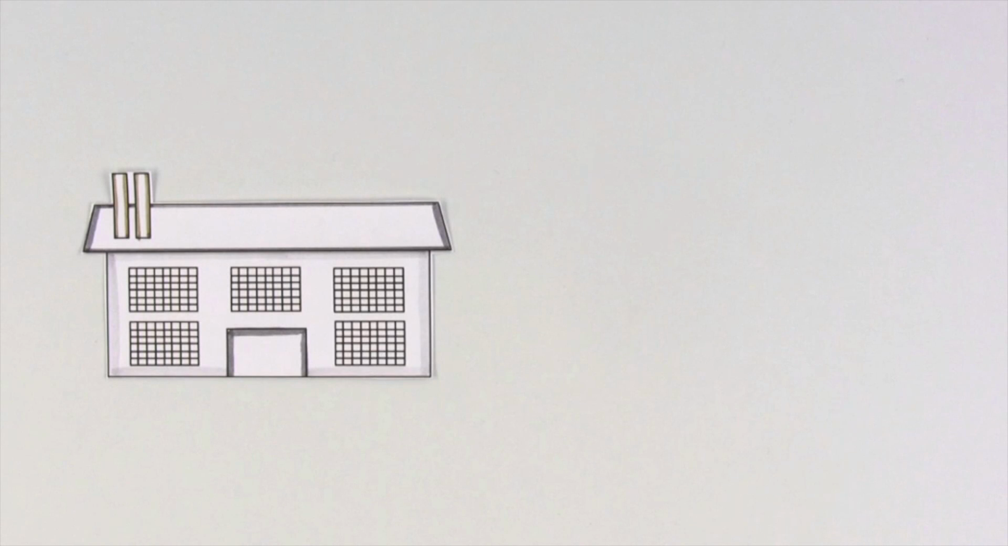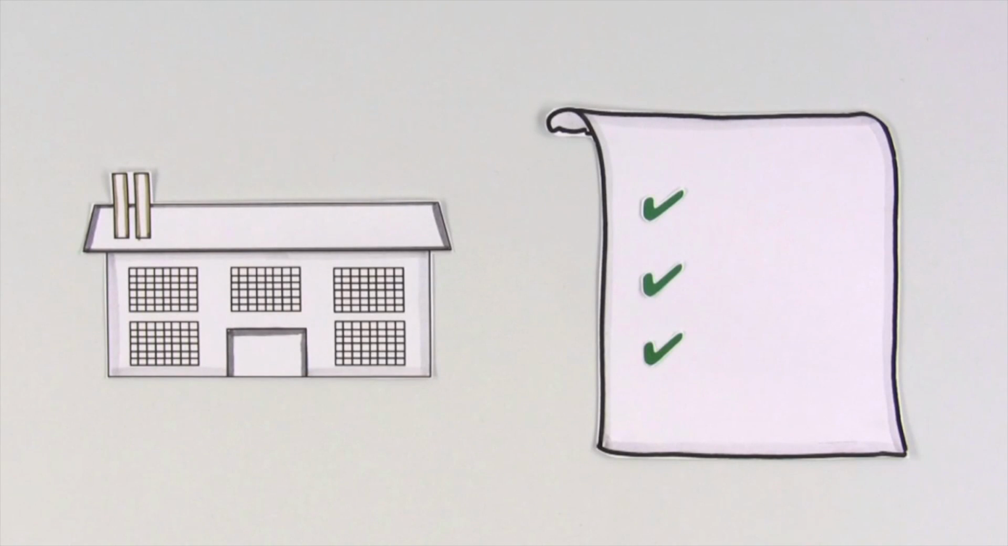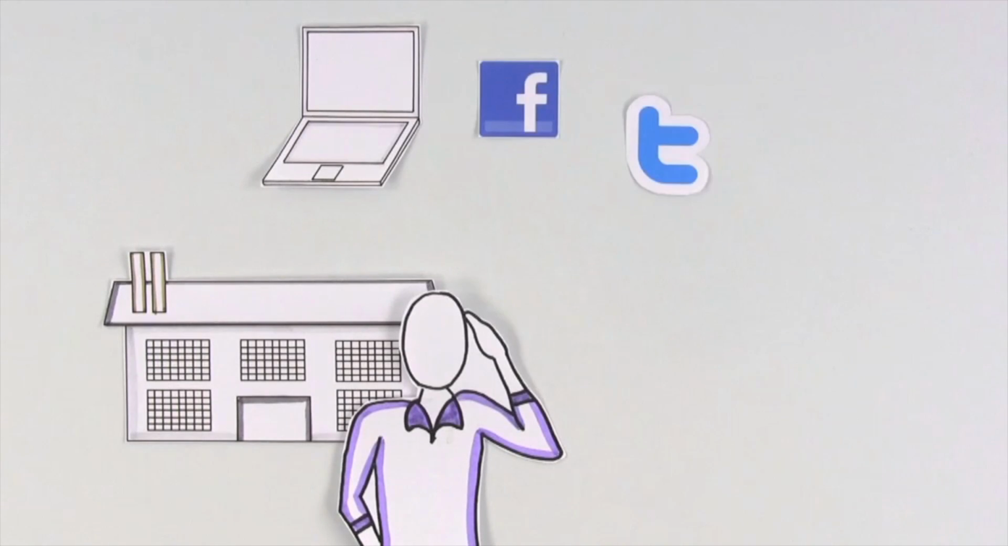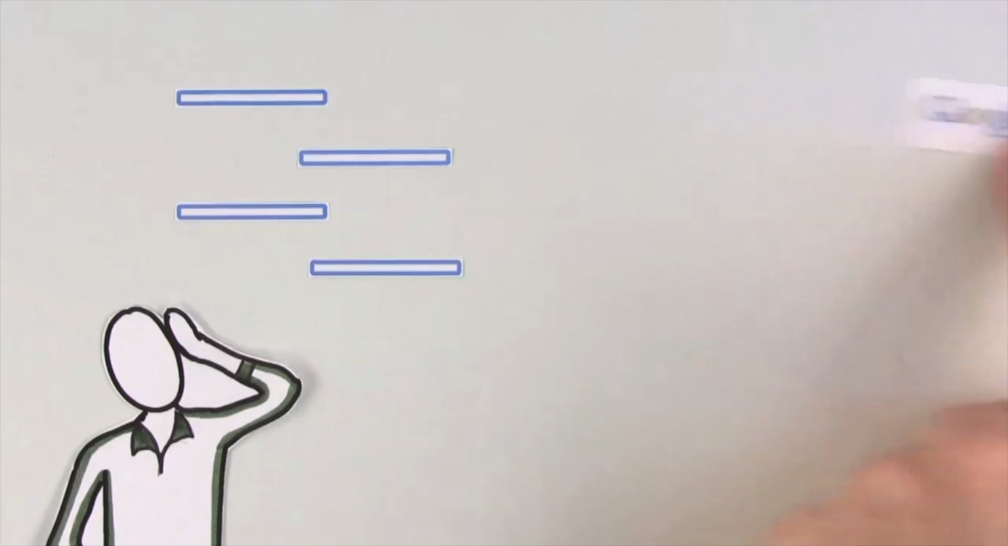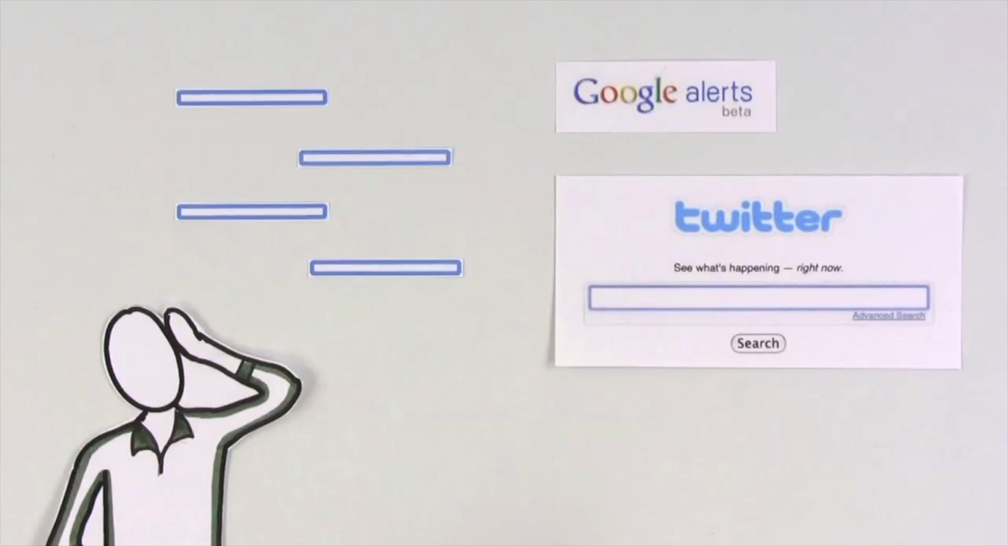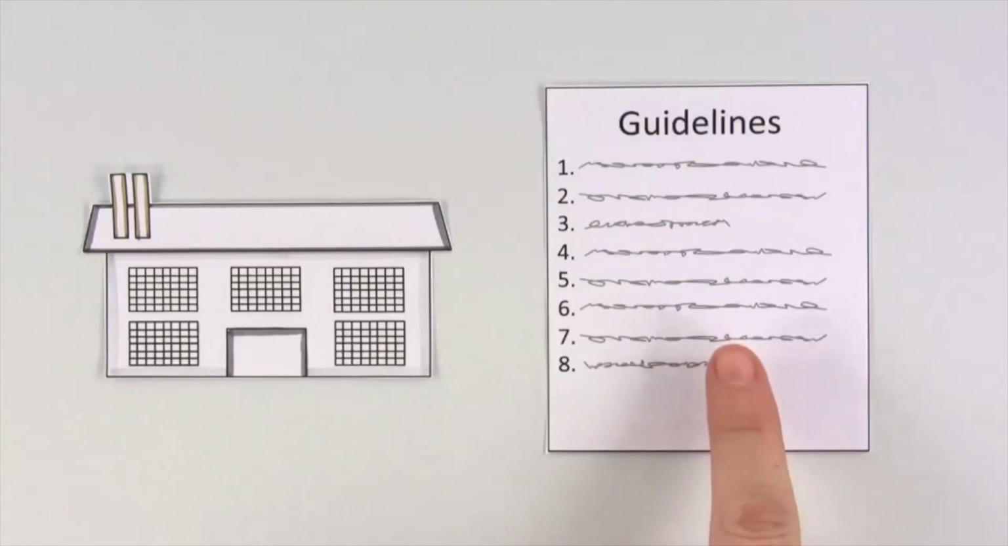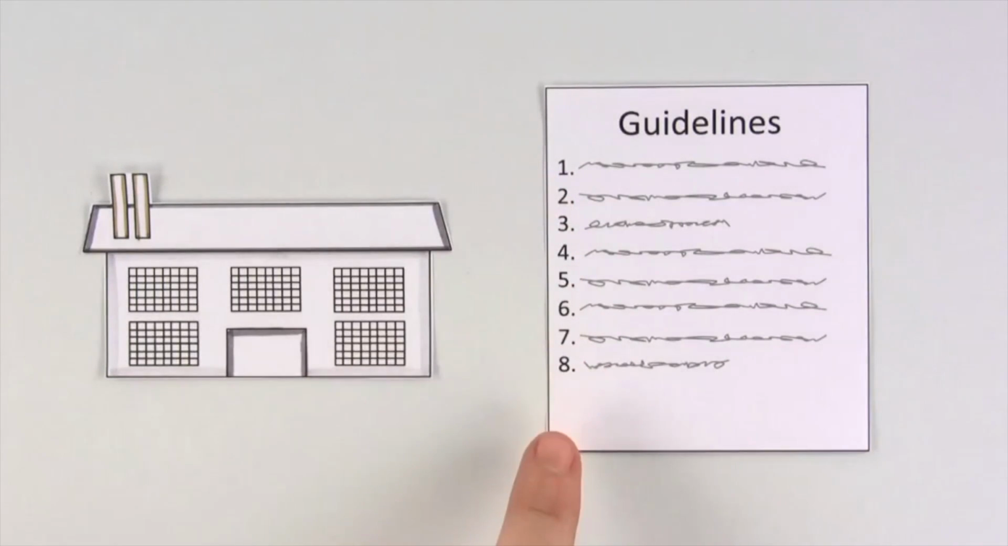To make these conversations productive and reduce the risks, companies need to have a few things in place. First, official accounts on popular social media sites. Second, a way to monitor what's being said about them, using services like Google Alerts or Twitter Search. Third, guidelines that give employees clear direction. Let's look at how this works.